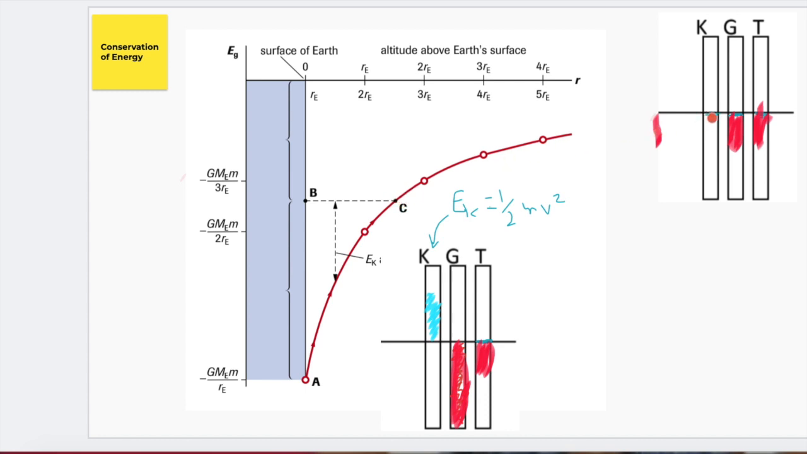My kinetic energy is 0. My rocket basically doesn't have any more speed left in it. It's run out of fuel. And so now I'm basically stuck, right? I don't have enough energy to actually escape the Earth. This might be what you call a bound orbit.